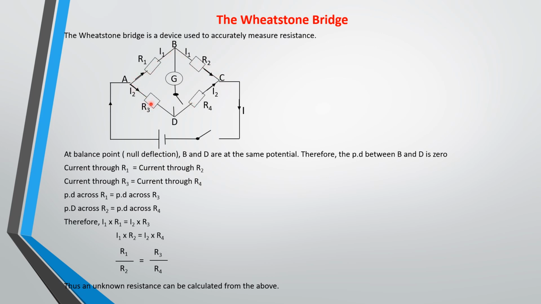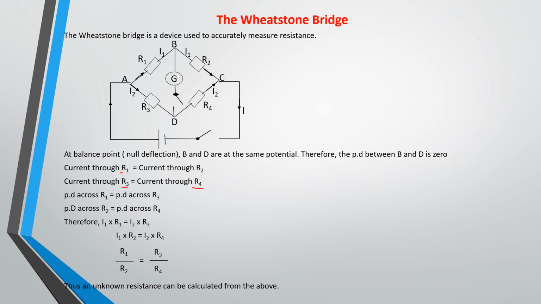Similarly, the current through R3 is equal to the current through R4, because R3 and R4 are in series. But R1 and R3 are not in series, they are in parallel. And R2 and R4 are not in series, they are in parallel. You need to take note of that. So if you understand that, that is the statement written here: the current through R1 is equal to the current through R2, and the current through R3 is equal to the current through R4.